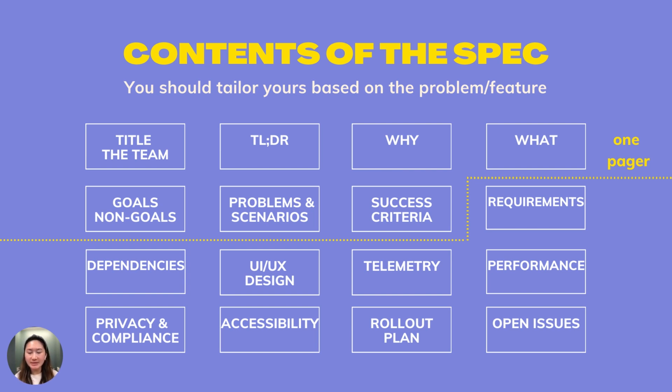So some teams start with a one-pager first, which includes the sections: title, the team, a TLDR, why, what, the goals, non-goals, what are the problems and scenarios, and the success criteria. And then they stop there, share with the stakeholders and their teams to quickly align on the problem space, the general direction, the possible solutions. And once alignment is achieved, then they go on to write the fleshed out spec.